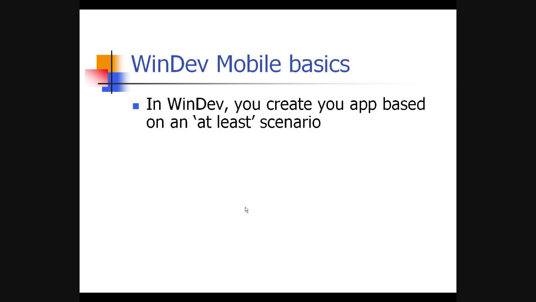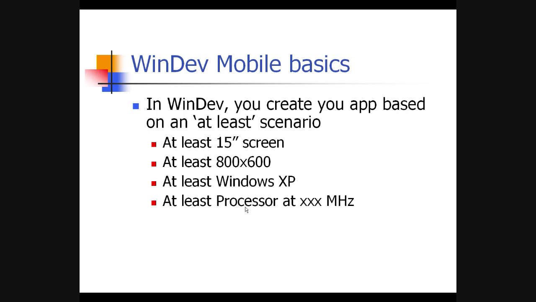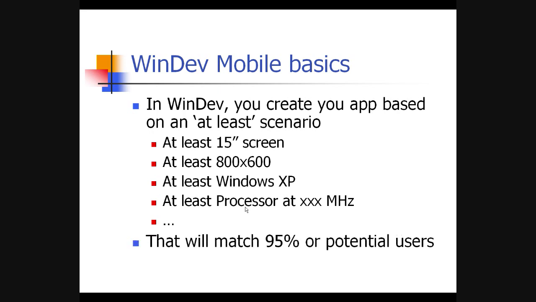When you develop in WinDev, you are designing your application based on an at-least scenario. What do I mean by that? Well, you will work with at least a 15-inch screen, and that's it. You will have at least 800 by 600 in definition on your screen. You will have at least Windows XP and at least a processor at that speed, and that's your bottom line, and it will match most of the time 95% of potential users, so that's perfectly acceptable.